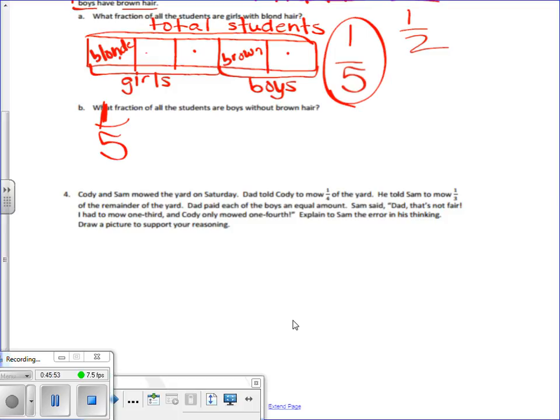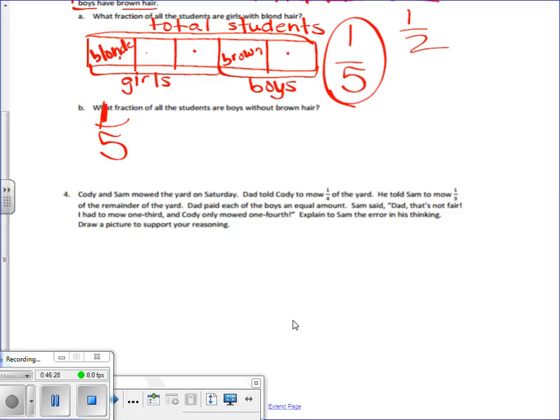Dad paid each of the boys an equal amount. Sam said, Dad, that's not fair. I had to mow 1/3 and Cody only had to mow 1/4. Explain to Sam the error in his thinking. Draw a picture to support your reasoning. So is this something that you can just do 1/4 times 1/3 equals 1/12 and you're done? No.